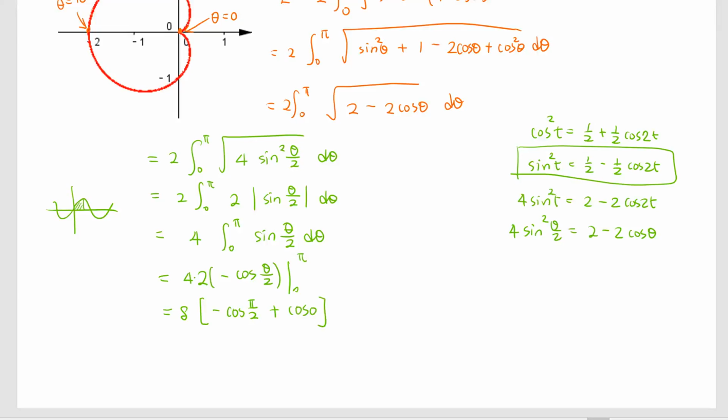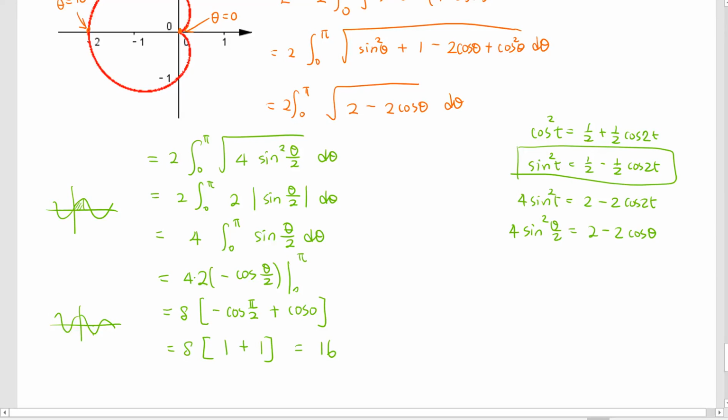Cosine, what's cosine looks like? Here. Cosine pi over 2 is negative 1. Negative 1 becomes 1. Cosine 0 is 1. Oh, so what happened? We get 16. So far, so good, everybody? Okay.